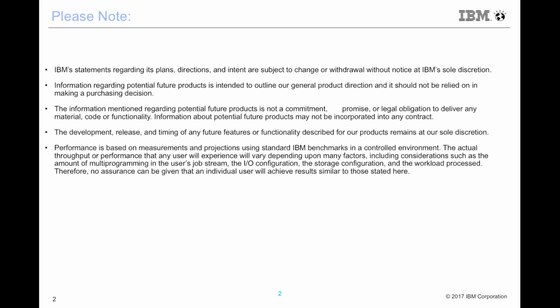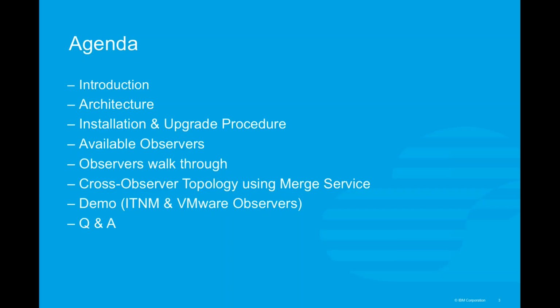Some legal note, because we will be talking about an upcoming release that is not GA yet, hence this note. The agenda is brief. We won't be able to cover each and every piece of the ASM, so we have limited this to certain sections of the ASM that cover the introduction, the architecture, and how to install and upgrade, because we now have 2 releases from its birth, and the available observers, and we'll walk through those, and the merge service, followed by a demo, and we'll take the Q&A at the end.